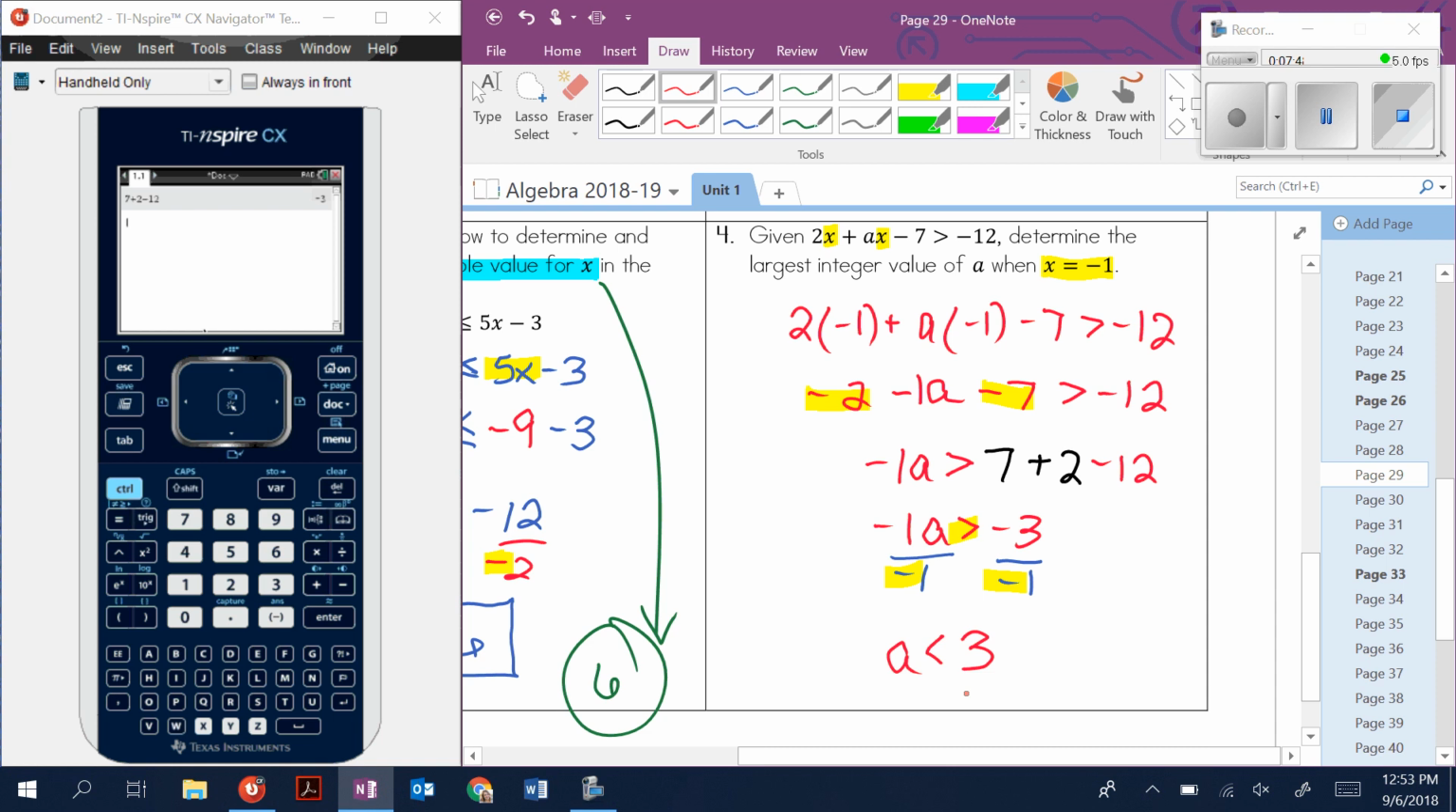Now, this says determine the largest integer value. So the largest integer value. a has to be less than 3. So what are all the integers that are smaller than 3? Well, that would be 2, 1, 0, negative 1, and so on and so forth. Which one is the largest one? That would be 2. So that's part of that answer. So always make sure you read the question and answer the final part.